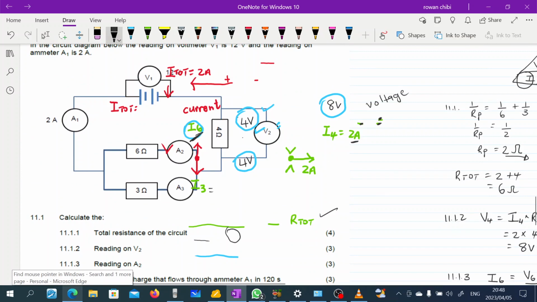And lastly, if you check now, this resistor, which is 6 ohm, is getting 0.67 amps, but this one is getting 1.33 amps. The small resistor gets large current. The big resistor gets small current. So I'll continue now in the next video.